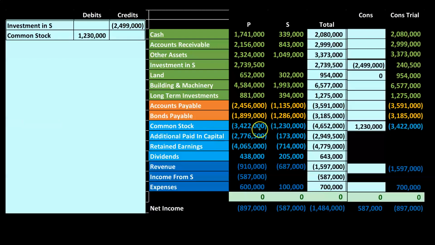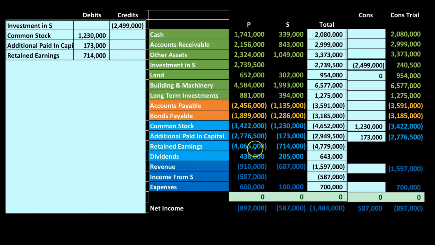1,230,000, removing it. So here's P, here's S, here's the total. Then we removed S to bring it back to P. Then we're going to do the same for the additional paid in capital, so we're going to debit additional paid in capital. If we record that, here's P, here's S, here's the total. We removed then the additional paid in capital for S, bringing us back to the additional paid in capital for P.